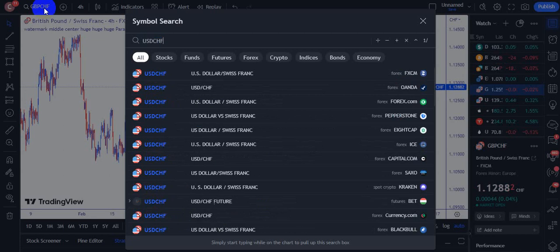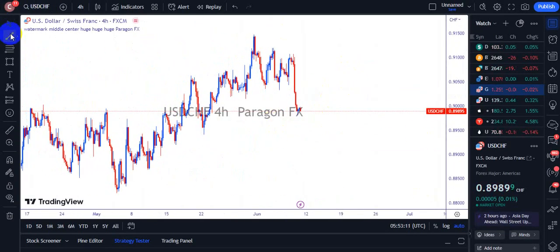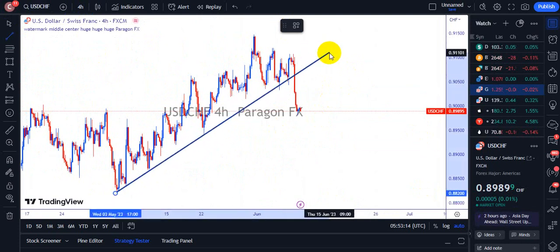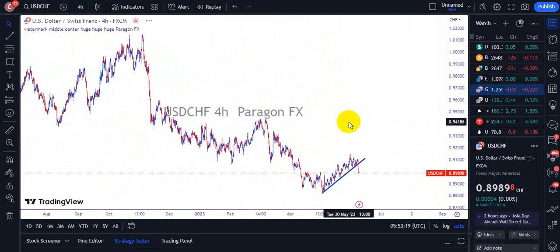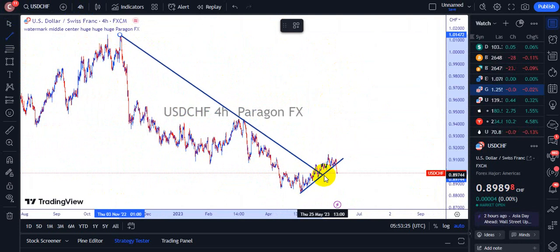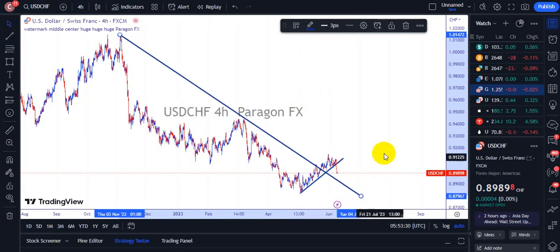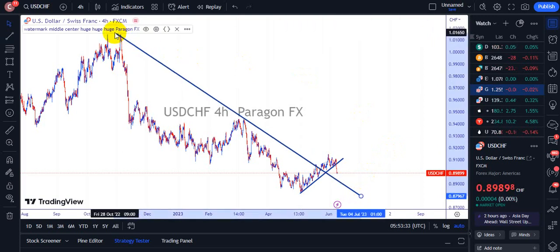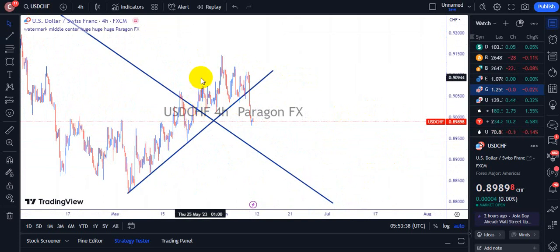Now come to USD CHF. Look at this. USD CHF has broken this trend line, but you have to consider this trend line. Do not forget this trend line. It has been broken, but not retested. Do not enter in buying conditions.